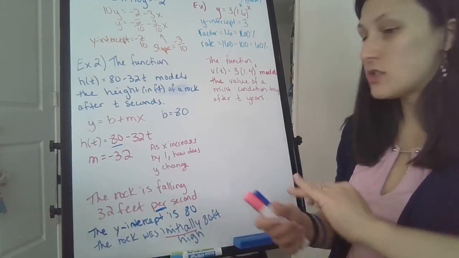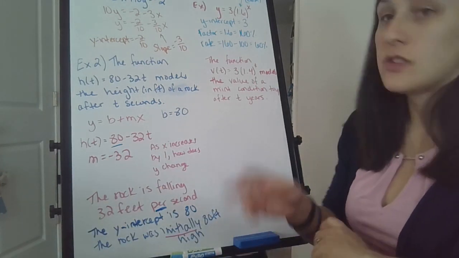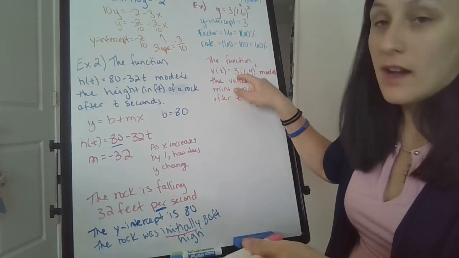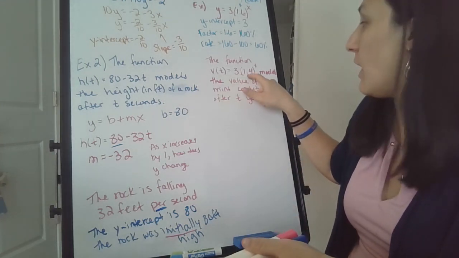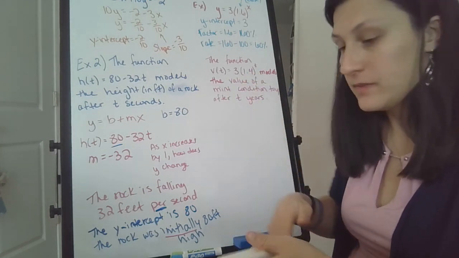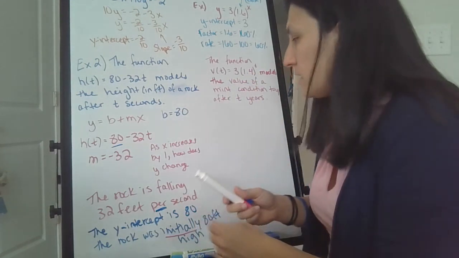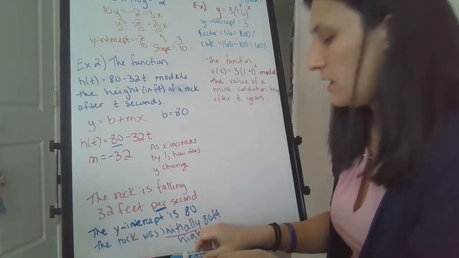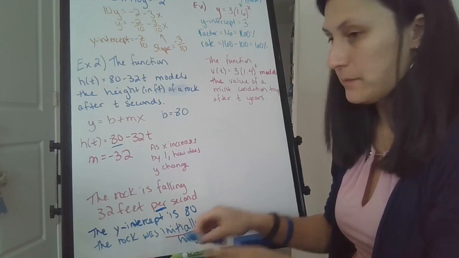So now with exponential functions, the two most important things to understand is the y-intercept, the starting amount, and the factor, and how you can use that to find the rate of change. Okay, so let's go ahead and start by finding the rate of change of this function and interpret what that means.